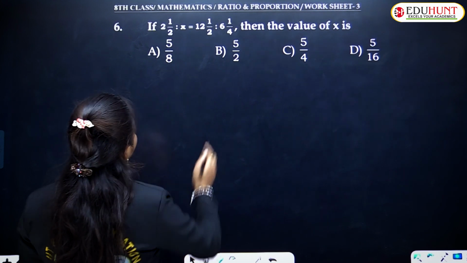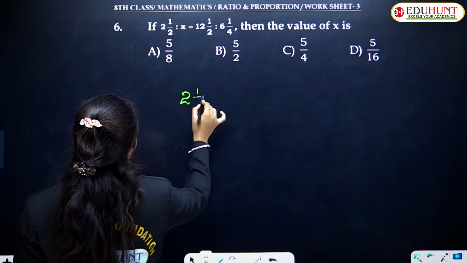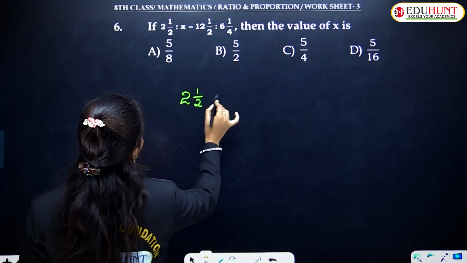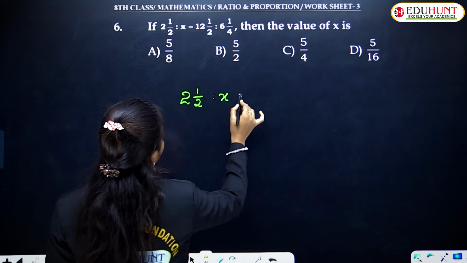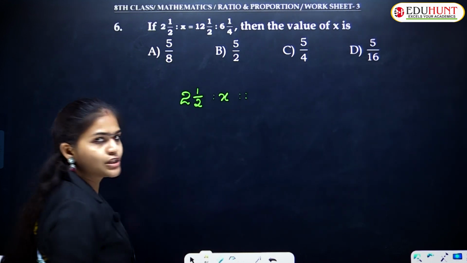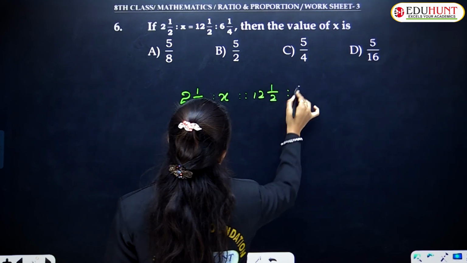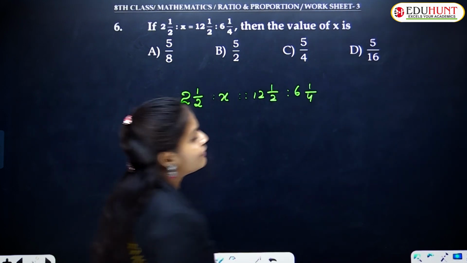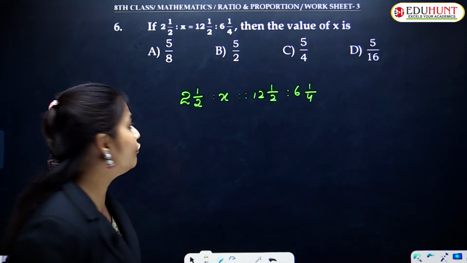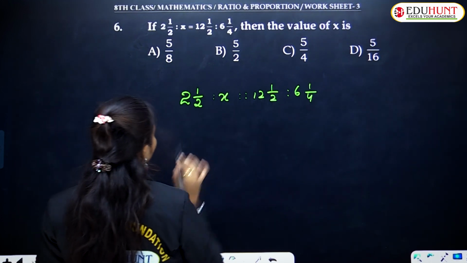What is the question? If 2 and 1 by 2 is to x as is to 12 and 1 by 2 is to 6 and 1 by 4, then the value of x is. So here we need to find out x.